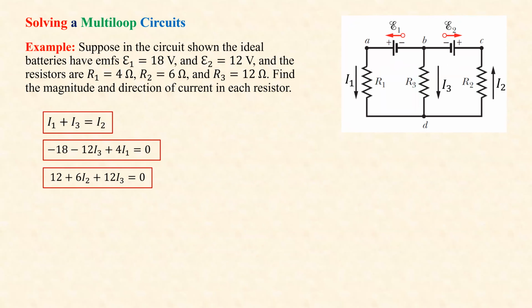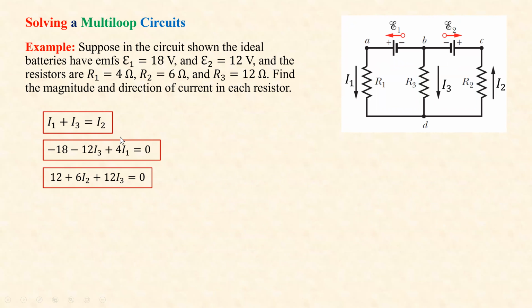All right. Let's put these equations here. And now we want to solve 3 equations, 3 unknowns. You see, this equation is relating I1 and I3. This equation relates I2 and I3. And this one has I1, I2, and I3 in them, all 3 of them.